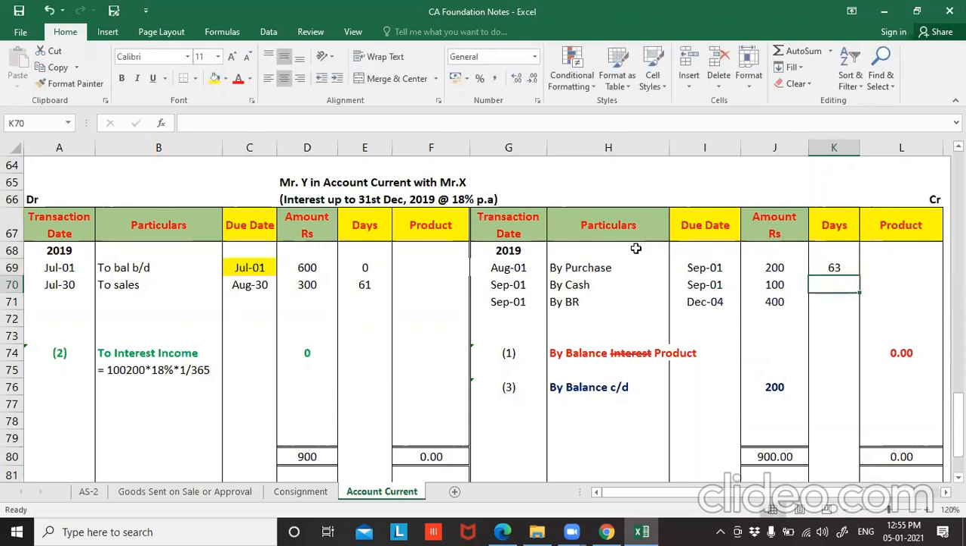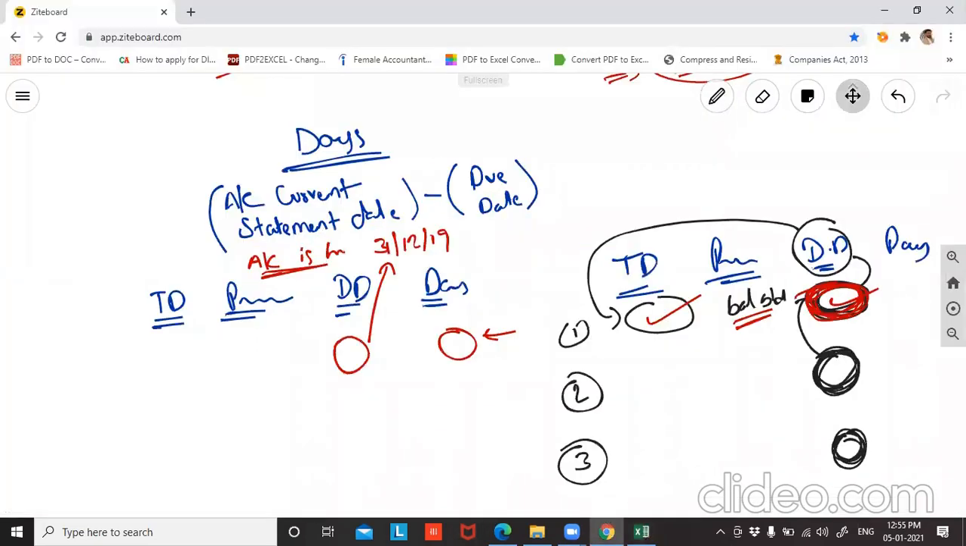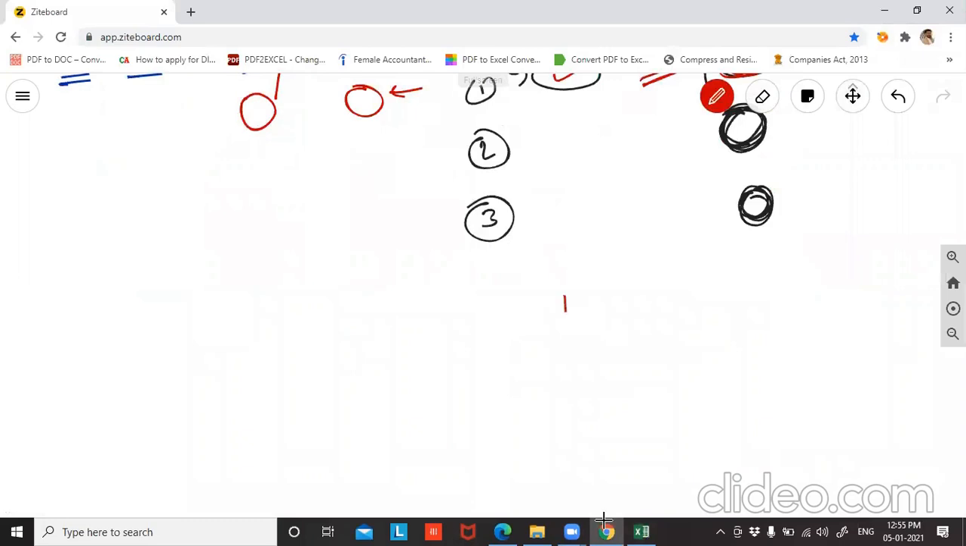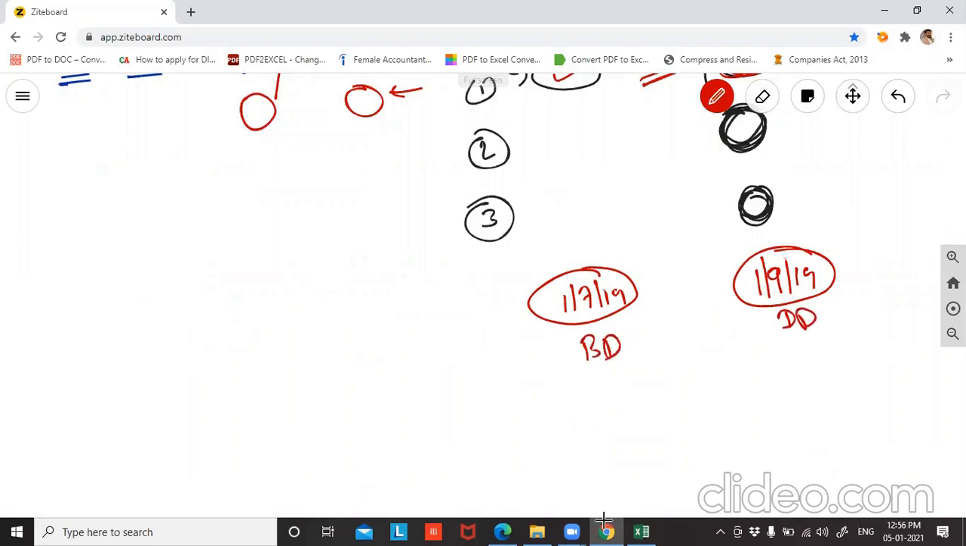You have to be very careful with this, guys. If you're consciously not able to do this, sometimes at a subconscious level we calculate, okay, September has 30 days, we'll take 30. It is September 1, which means what? What I'll do, July 1 is the due date. 1/7/2019 is the due date, the base date. From here to 1/9/2019. This is the due date, and this is the base date. I'll go backward. So very simple.